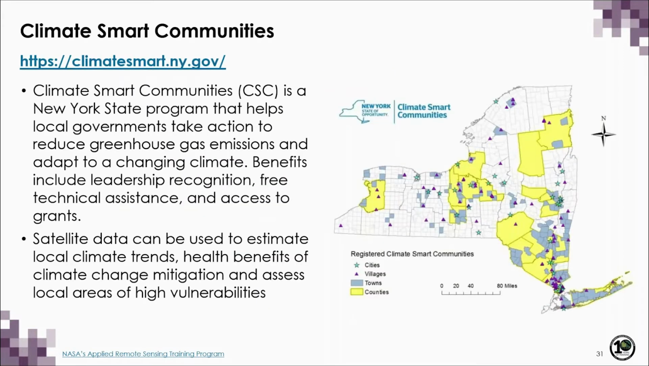Another program that we feed into, and this is the final program that I'll discuss, is our Climate Smart Communities program, which provides incentives and certification to local jurisdictions, counties, cities, or towns that complete some action towards climate mitigation and adaptation planning. This could be taking action to reduce greenhouse gas emissions or do activities to adapt to a changing climate. And the benefits from the program include leadership grants, leadership recognition, free technical assistance, and access to grants.